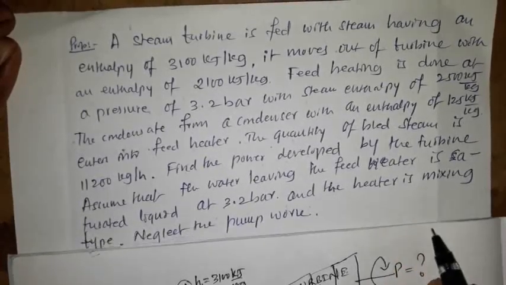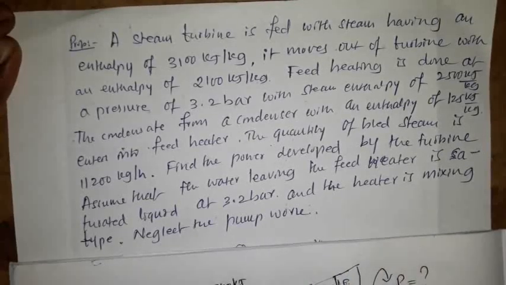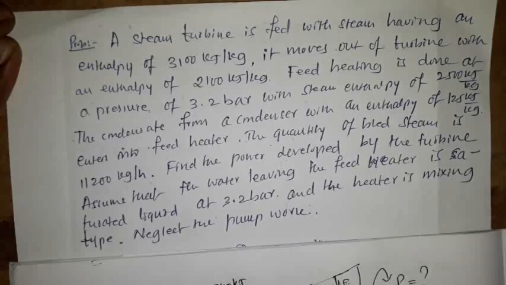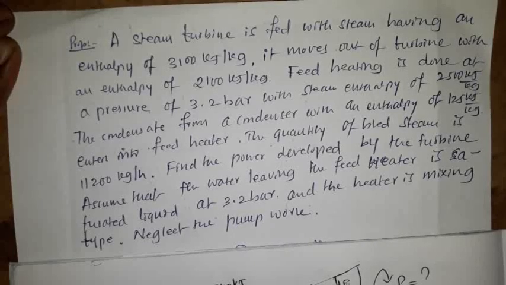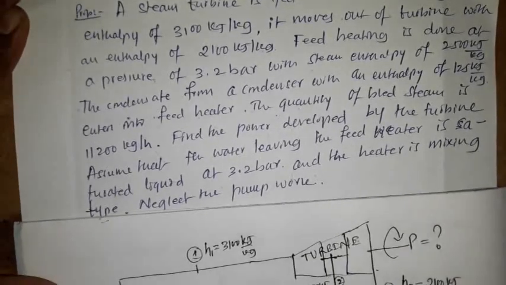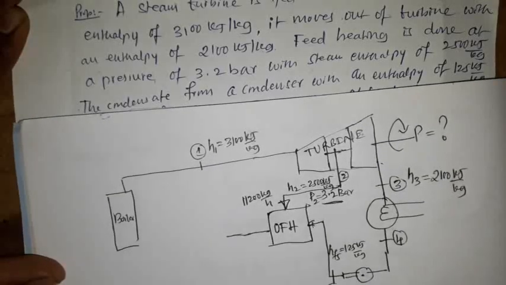The heater is mixing type. Mixing type means the saturated liquid which has come out from the pump at state 5 and the steam bled from the steam turbine, both get mixed. Such a type of heater we call a mixing type, and we have already discussed this concept.